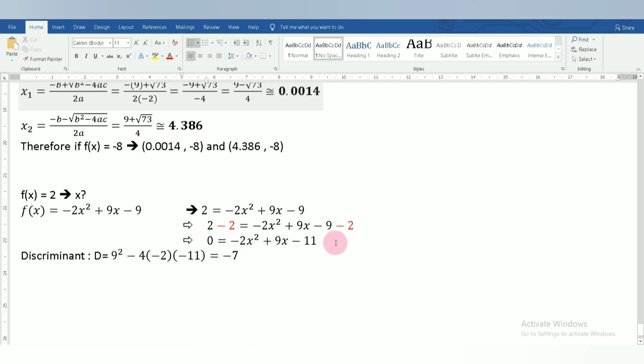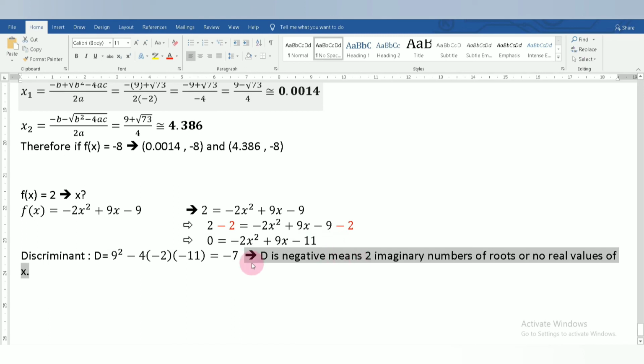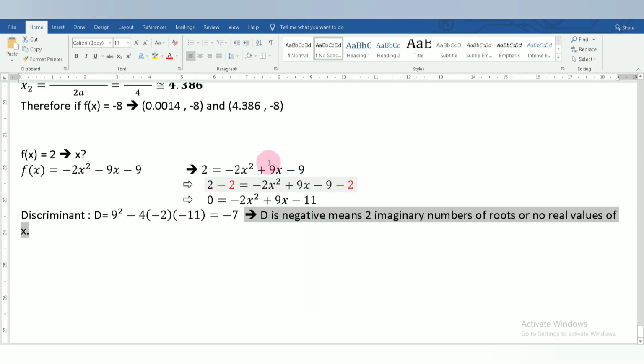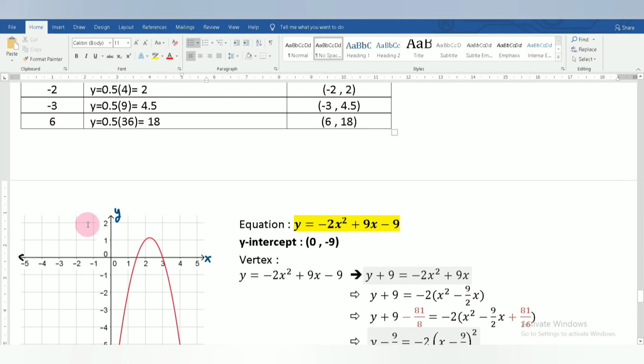Since the discriminant is negative 7, it means the roots are two imaginary numbers, or there are no real values for your x. That's responding to the graph. There are no values of x for y equals 0, or for y equals 10, or for y equals 1000. There is no value. You will find the same negative discriminant if you use any y above the vertex.